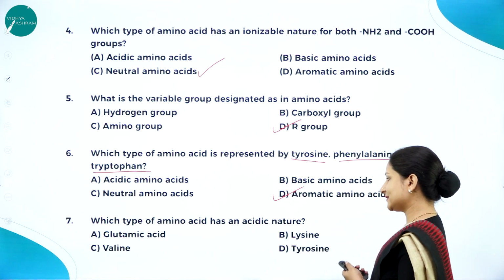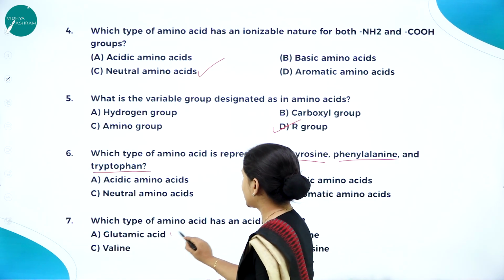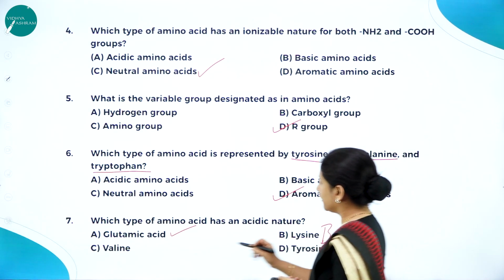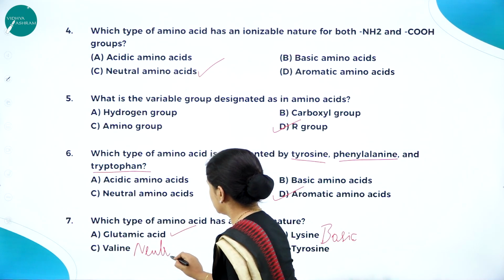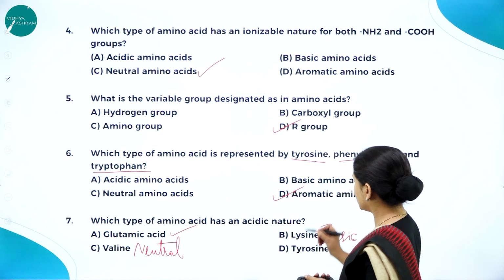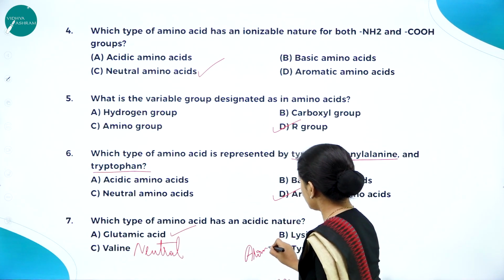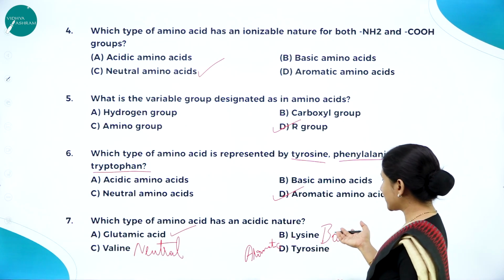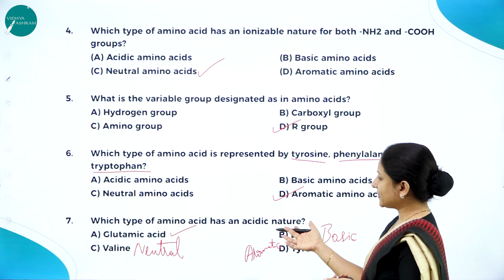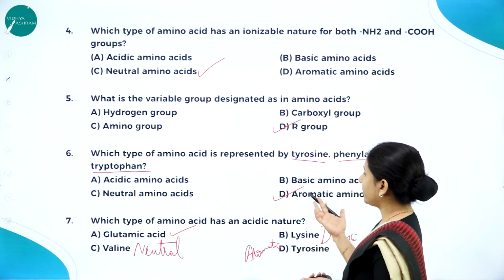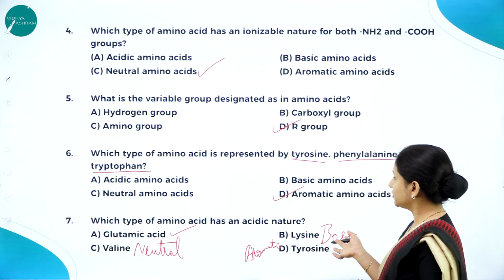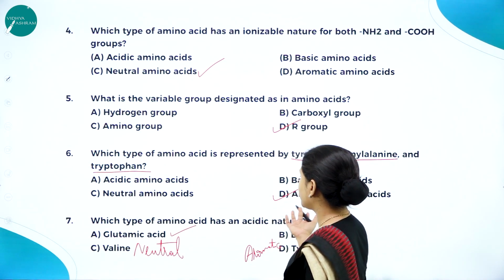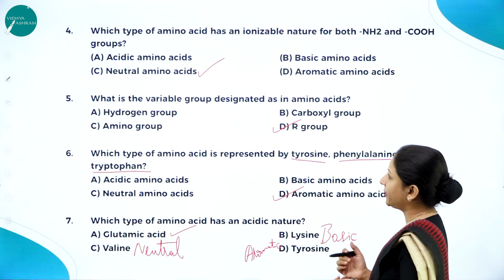So which type of amino acid has acidic nature? It is glutamic acid. And lysine, it is basic. Valine is neutral. And tyrosine, they are nothing but aromatic. So here, if the question comes which type of amino acid has a basic nature, we can write lysine. Neutral nature, we can write valine. Aromatic in nature, it is tyrosine or phenylalanine or tryptophan, all are aromatic. So the question that I've asked here is which type of amino acid has an acidic nature? The answer is glutamic acid.